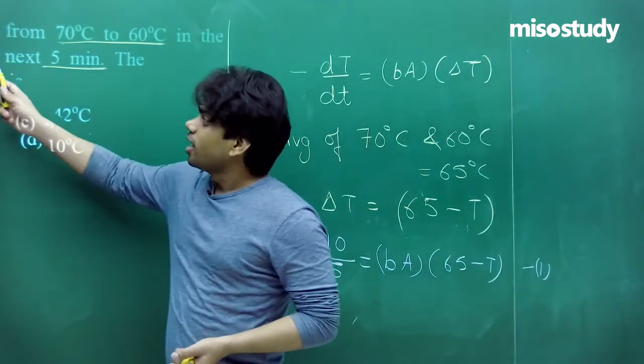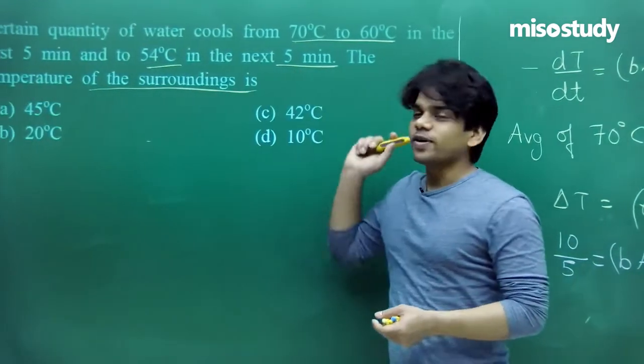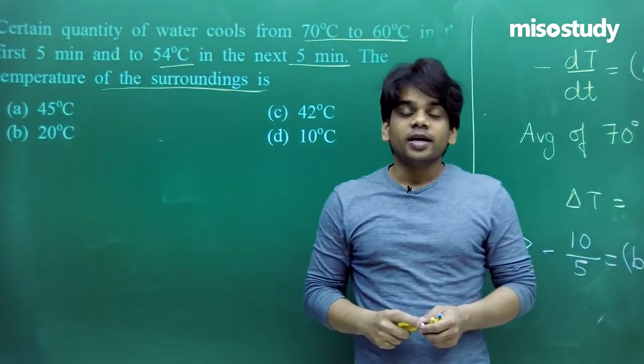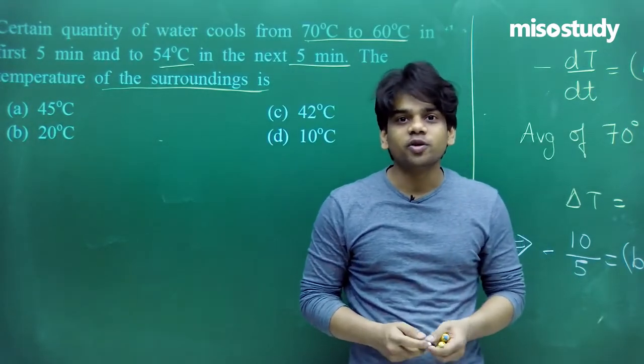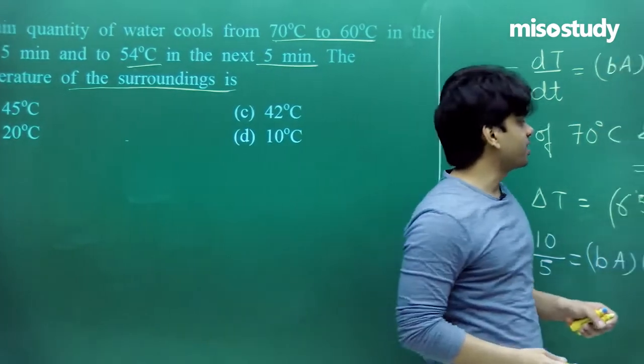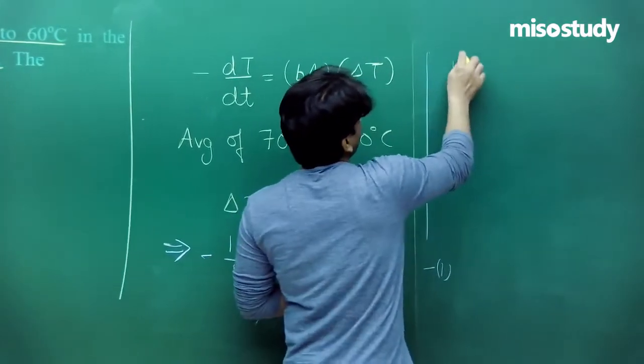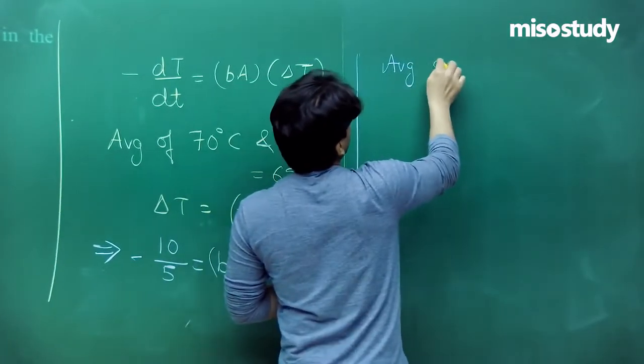Next thing you see, and to 54 degrees Celsius in the next 5 minutes. It means it cools from 60 to 54. So the average of 60 and 54 will be 57.